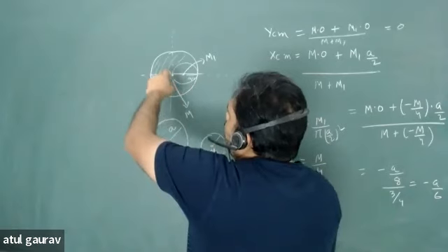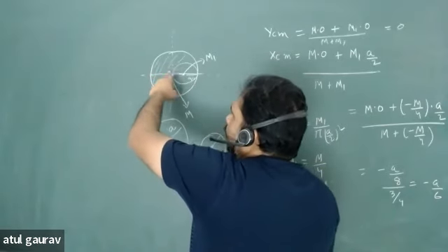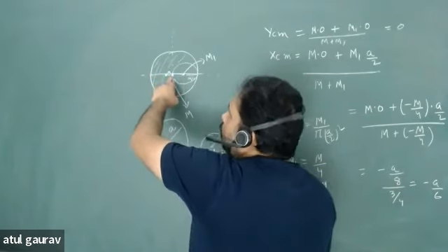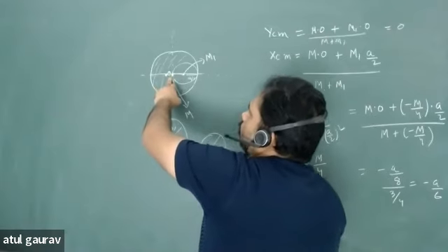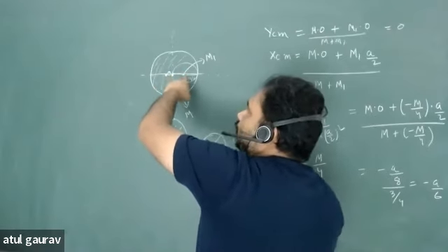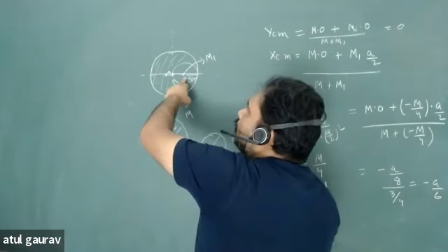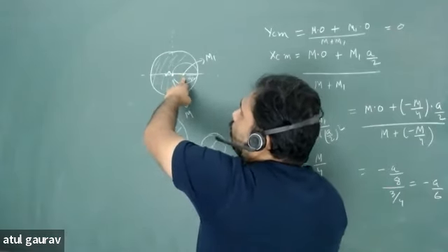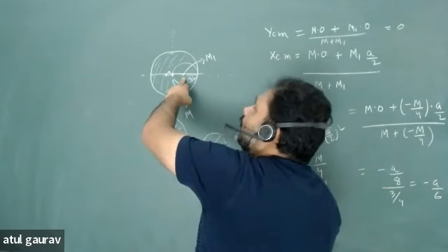Okay, so what will be the mass at the center, and what is the coordinate of the center of the original disk? It is 0, 0. Yes, sir. What is the coordinate of the center of the removed disk? A by 2, 0.